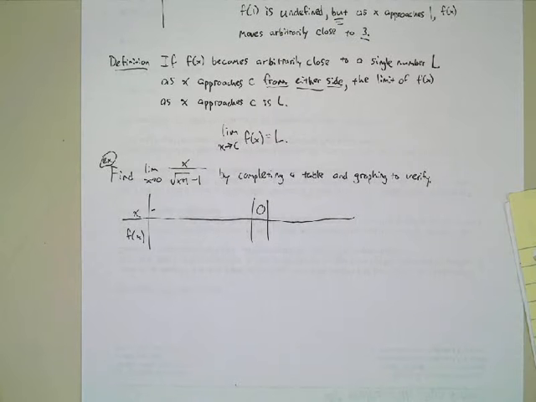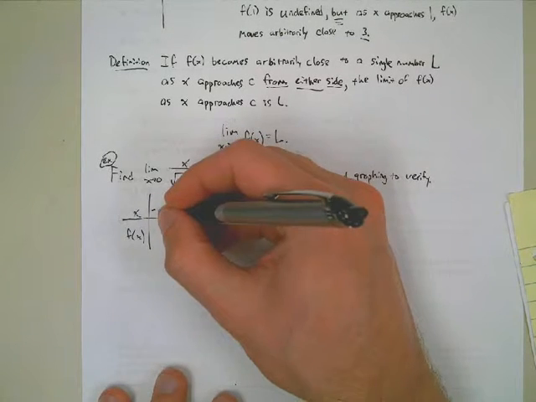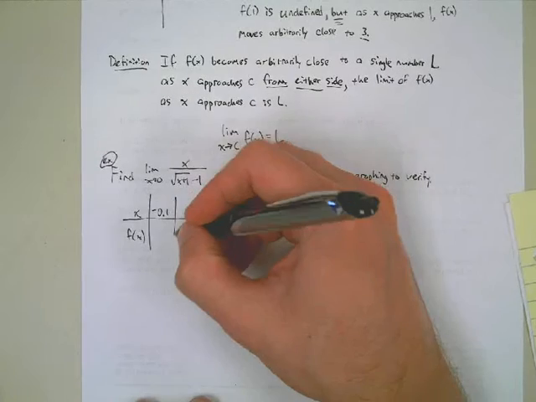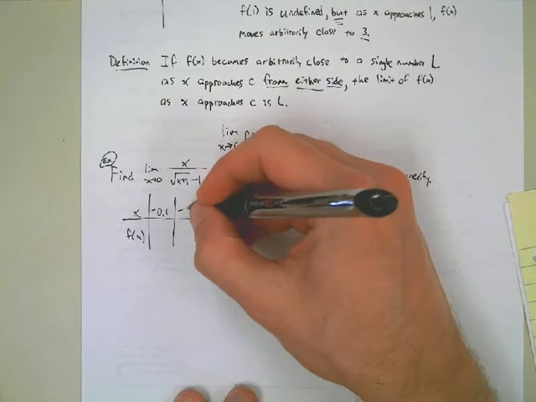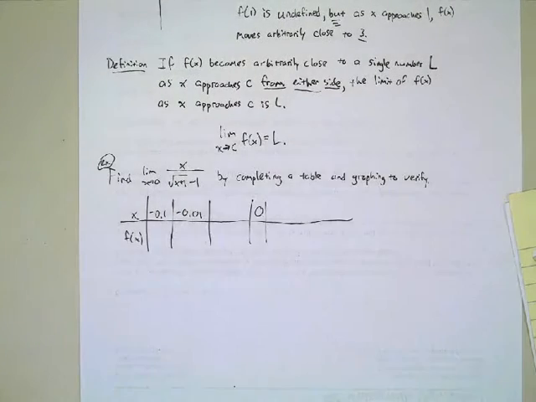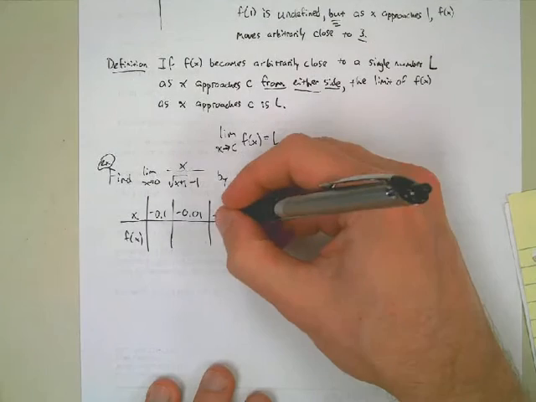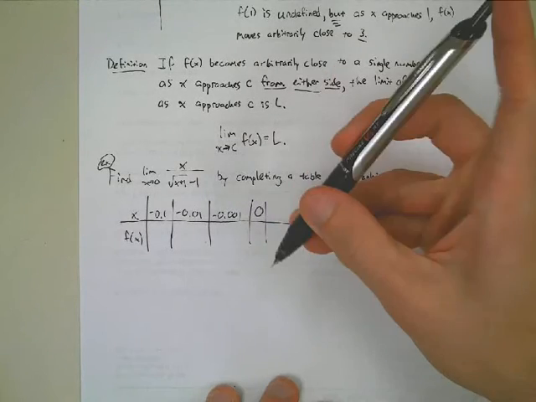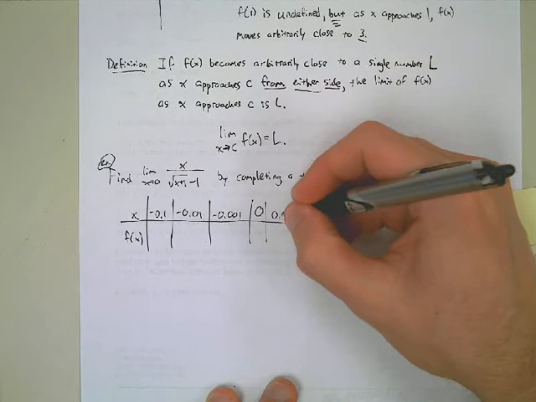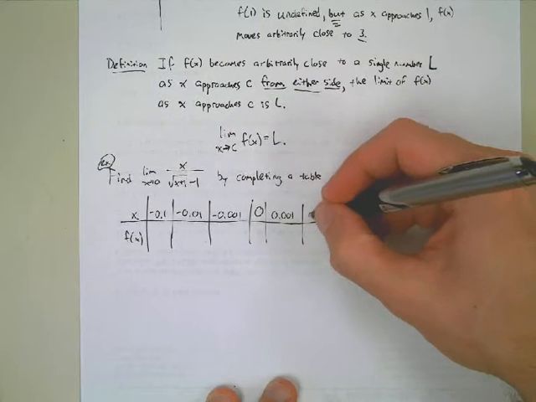I'm going to start with negative 0.1. And then to get a little bit closer than that, what could I do? Add a 0. So I got negative 0.01. That's closer to 0, right? And then I could do another 0, negative 0.001. And then from the right-hand side, I can just flip it. So I'll do 0.01, and then 0.1, like so.